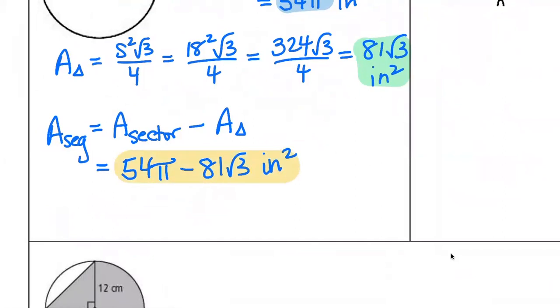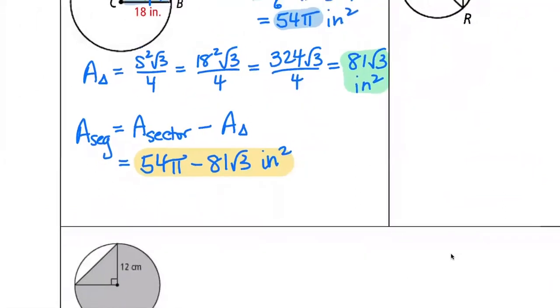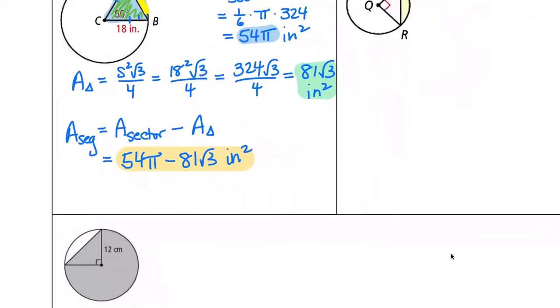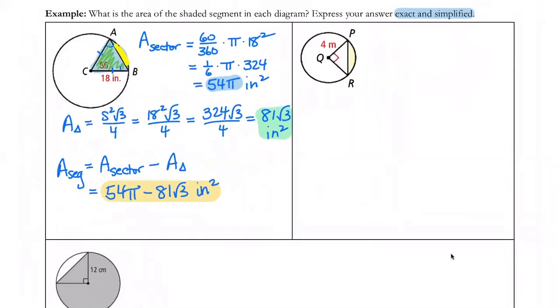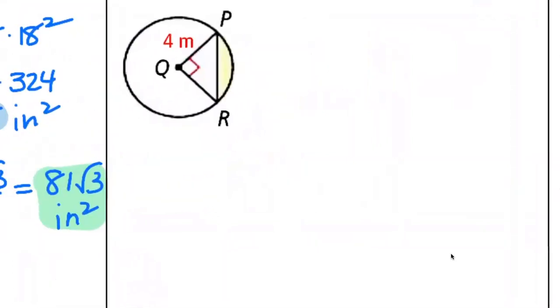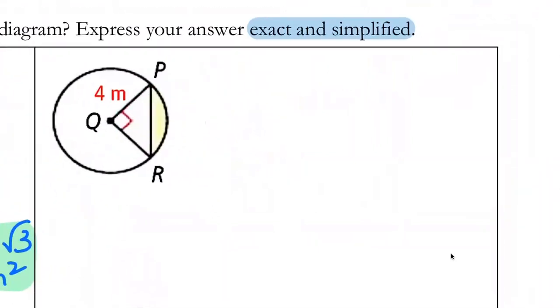You're going to get lots of weird looking answers on these problems. That's kind of good because you kind of know it's supposed to come out to look weird. Sometimes it might not look as weird as that, but a lot of times you'll have radicals in there because of the equilateral triangles or 30, 60, 90 triangles or 45, 45, 90 triangles. And then you'll have the pi because of the area of the circle that's being used.